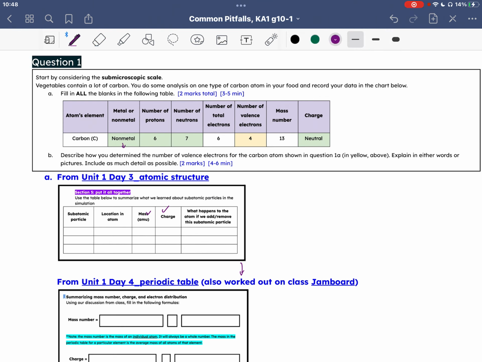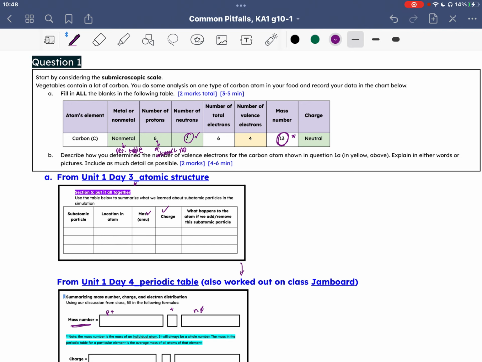Metal or non-metal, you would have gotten that just from looking at the periodic table and using the color coding. Number of protons, we learned on Unit 1, Day 3, this should have come from atomic number. Number of neutrons, we learned here, protons plus neutrons are equal to the mass number. In this case, this is a slightly unusual version of carbon. There's a mass number of 13, meaning there are 7 neutrons, 13 minus 6.